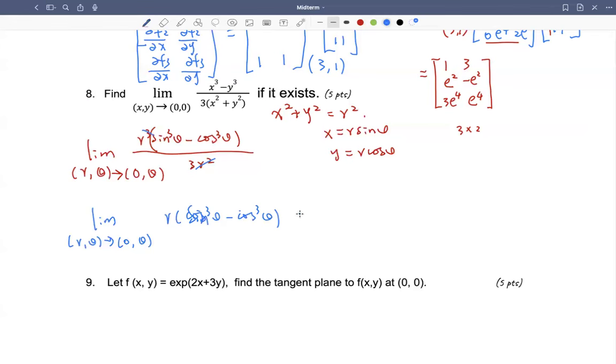Now we can do some arguments. We want to prove this to be zero, right? Why is this zero? When r goes to zero, r multiplied by something is zero unless that something is infinity. So can this go to infinity? Never, because sine and cosine are bounded between negative one and one, and the cube is also bounded between negative one and one. So the value goes from negative two up to two. Zero times a finite number is always zero. So that proves this limit is zero.